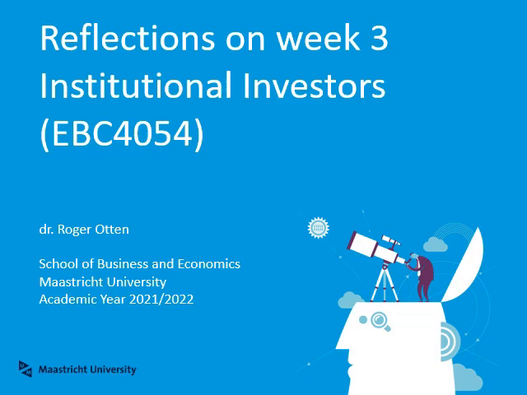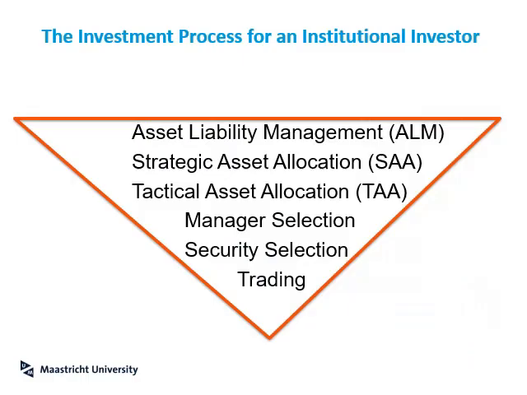In this short video, I would like to take a little bit of time to reflect on the things that we did in week 3 of the course. Just to remind you again, this was the upside down triangle or pyramid that I tend to use rather often throughout this course, because it does give you an overview, the overarching idea of the course, which is that week by week, we walk through the investment process for an institutional investor. And typically, as I mentioned before, the institutional investor goes through several steps.